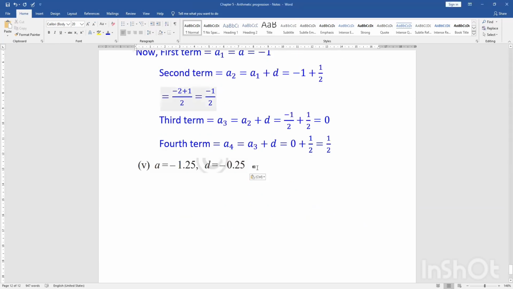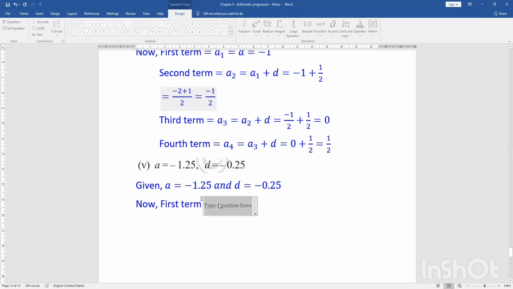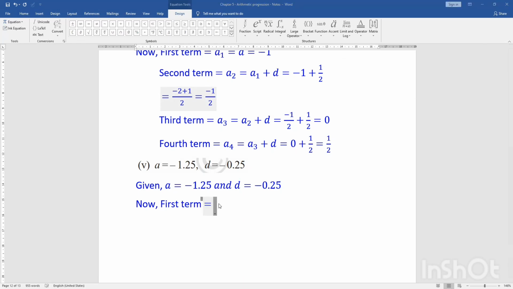Now let us go for the next problem, fifth problem. So here A is given to be minus 1.25 and D is minus 0.25. So let us write that. Given A equals minus 1.25 and D is equal to minus 0.25. So now the first term, which is nothing but A1 equals A, which is nothing but minus 1.25.